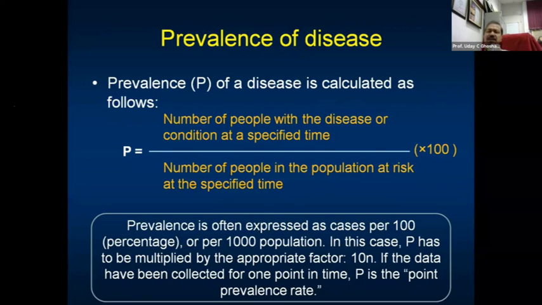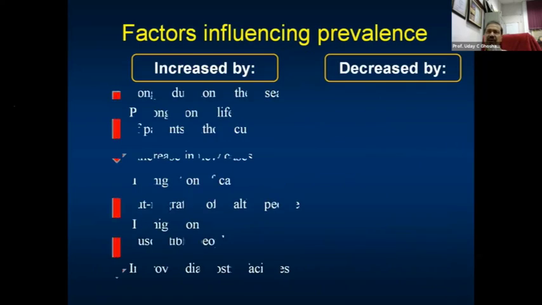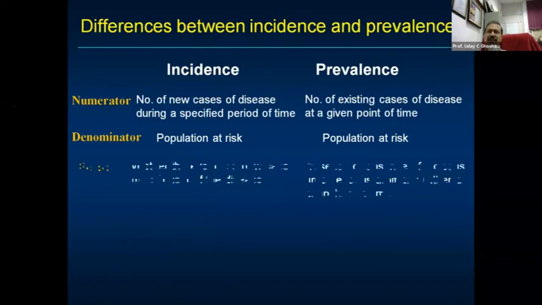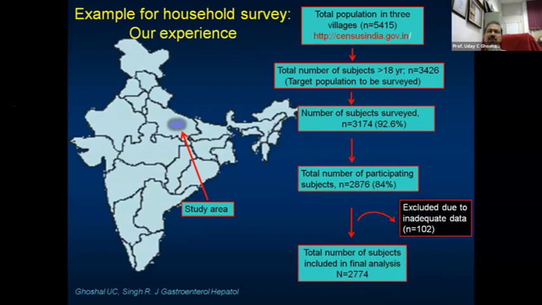Now, the second thing that we talk about is that many people confuse prevalence and incidence. What is prevalence? Let us go to an example and then show you prevalence and incidence.